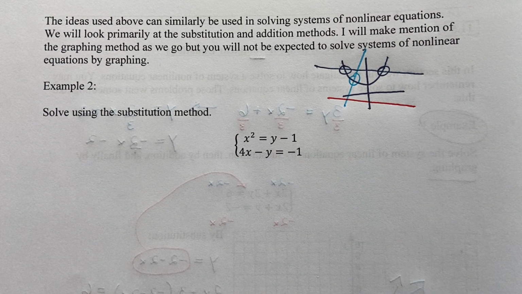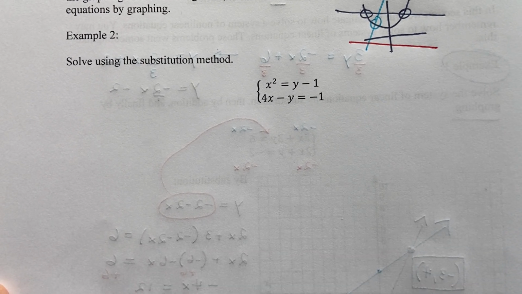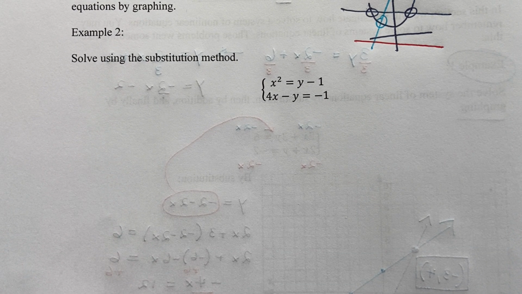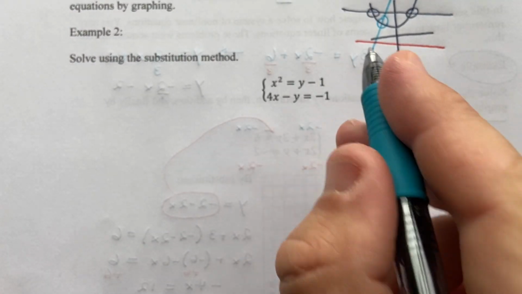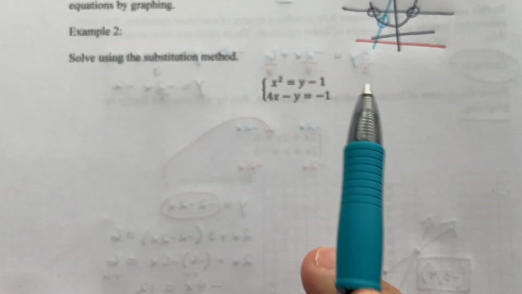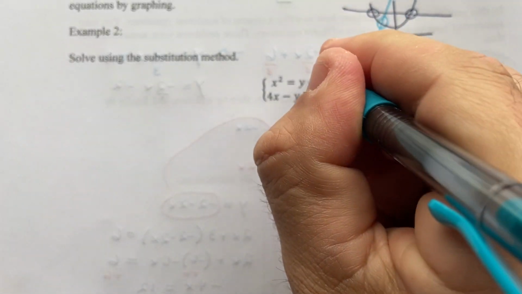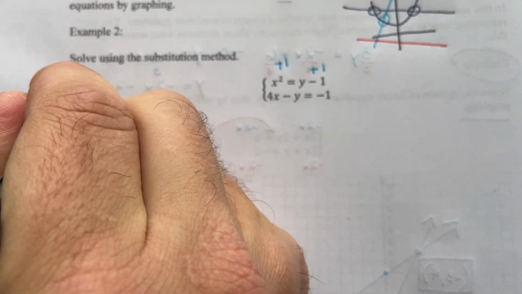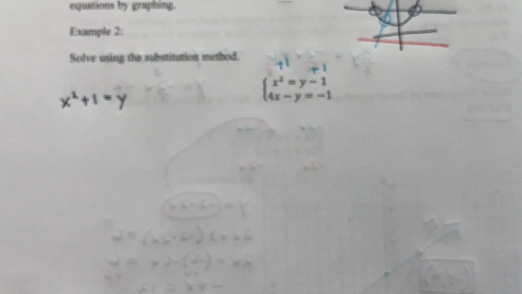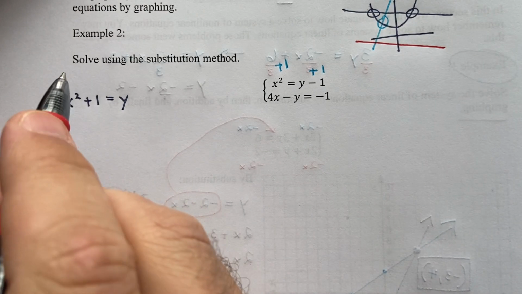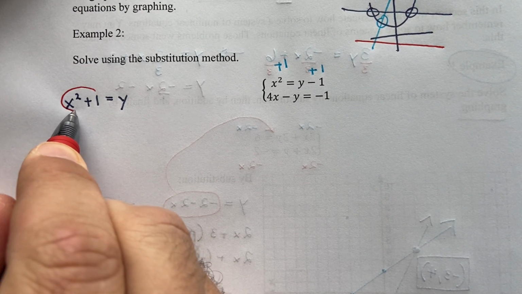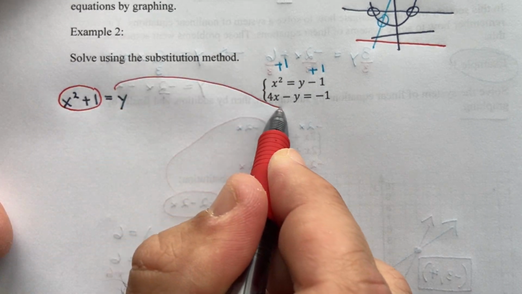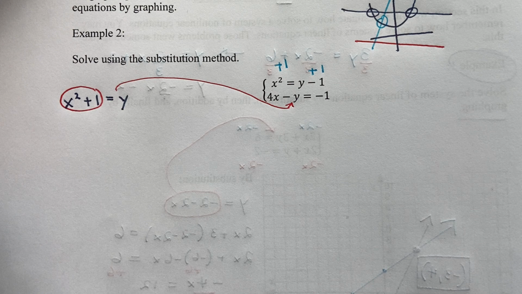So there's the possibilities. So by substitution, basically what I'm going to do is I'm going to isolate one of the variables, and I'm just going to choose to isolate this y right here. So I'm going to add 1 to both sides. So x squared plus 1 equals y. And just as before, what I can do is now take this thing and plug it in for y right there.